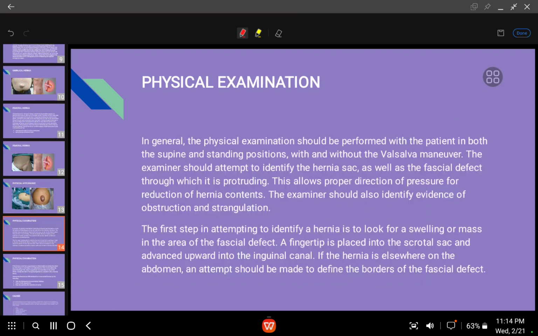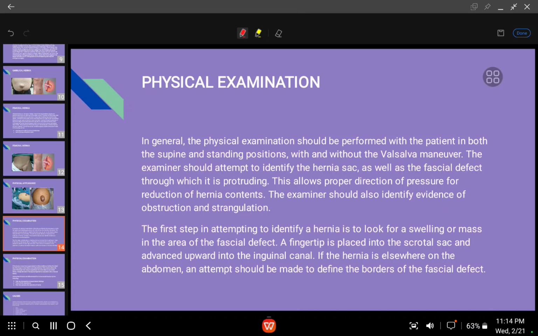So next is the physical examination. In general, the physical examination should be performed with the patient in both supine and standing positions, with and without the Valsalva maneuver. The examiner should attempt to identify the hernia sac as well as the fascial defect through which it is protruding. This allows proper direction of pressure for the reduction of the hernia contents. The examiner should also identify evidence of obstruction and strangulation.